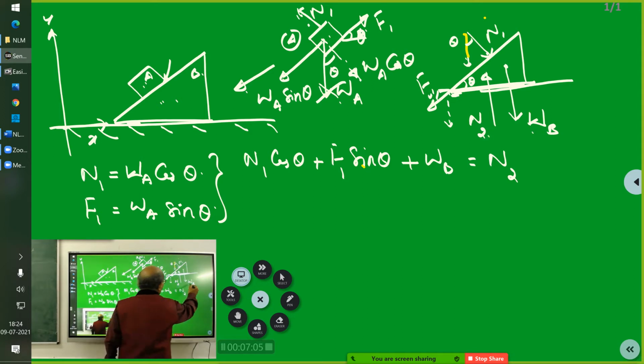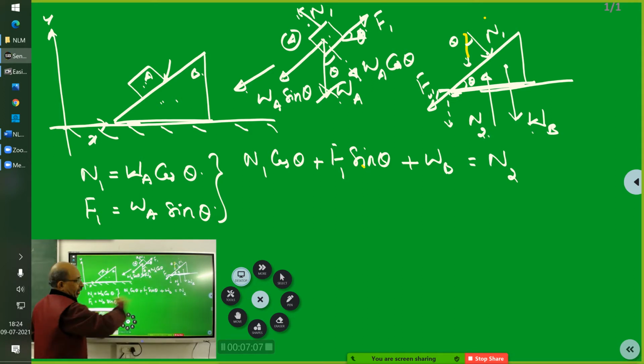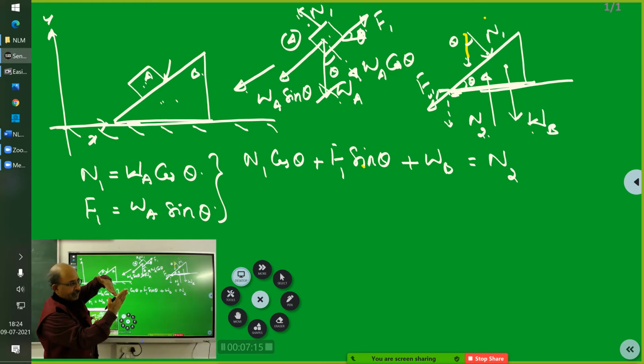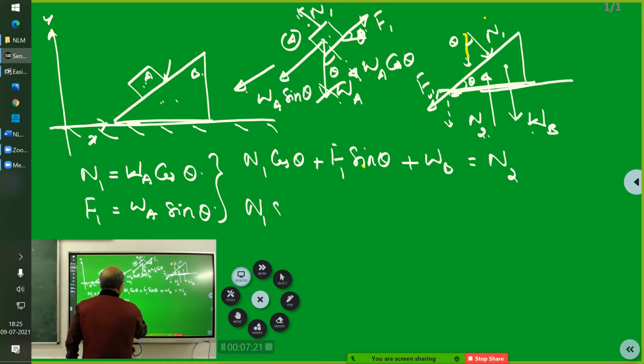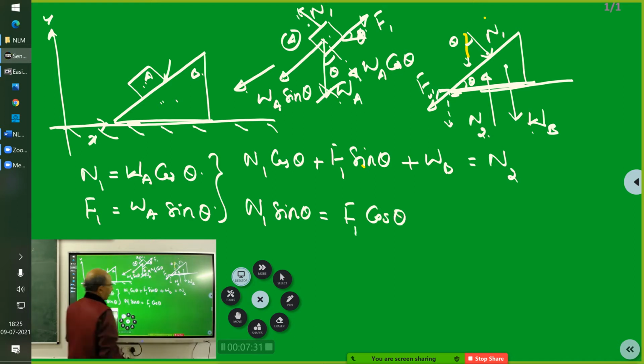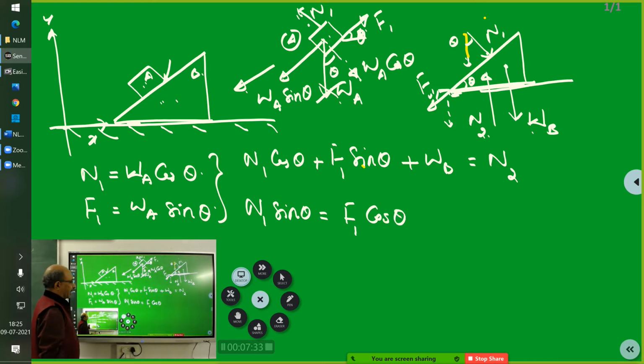See, N2 and WB will not contribute to any horizontal component. Why? Because cos 90 is 0. But N1 is like this on the wedge, so it can have a component in that direction. Correct? So N1 sin theta will be in that direction. And to counter that, you have F1 cos theta. This establishes the equilibrium condition.